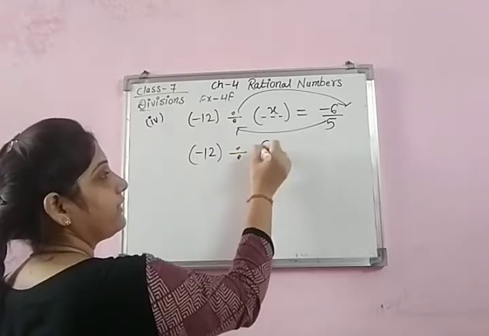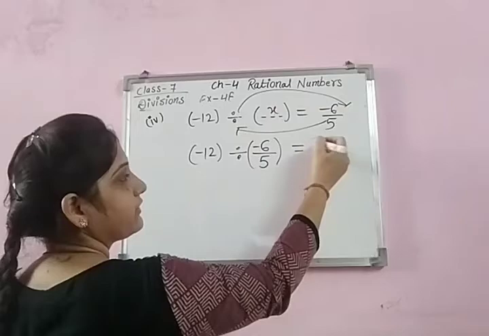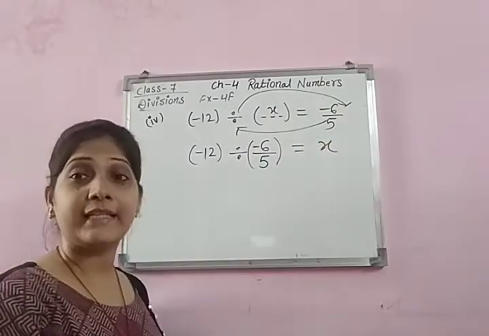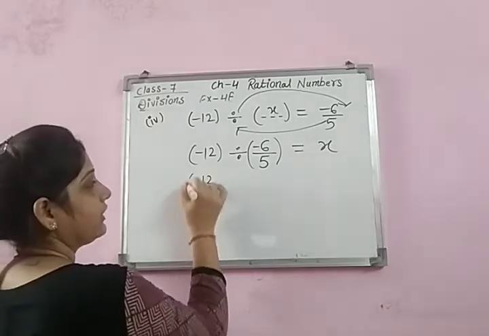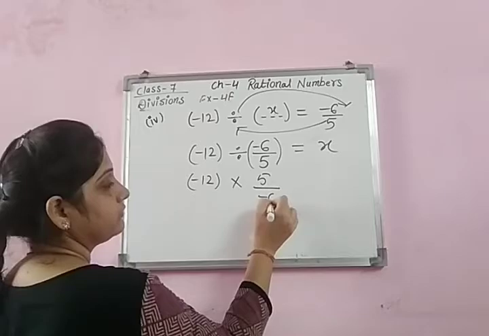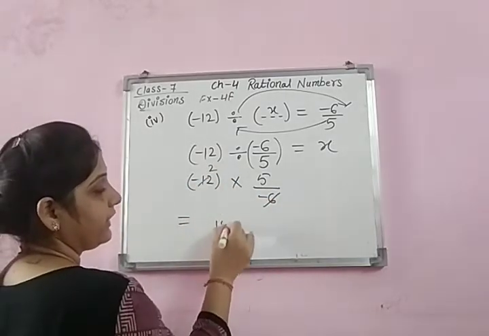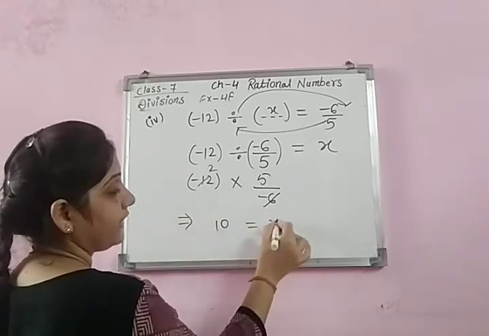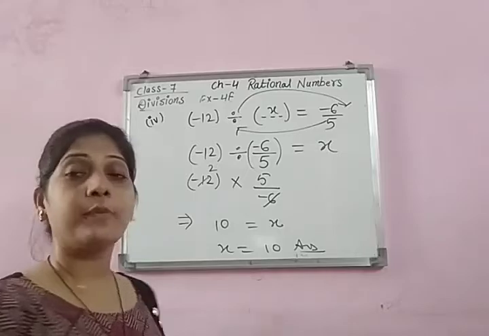So minus 12 divided by negative 6 by 5, and division by x will become multiply x. If no sign is there, 1 is already in multiplication of every number. Now let's solve the LHS part. Multiplication, reciprocal. Cancellation, minus minus plus, and 2 5s are 10. So what is the value of x? 10. In the same way, you can do by any method.